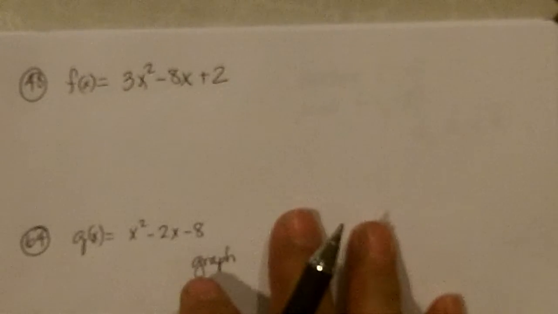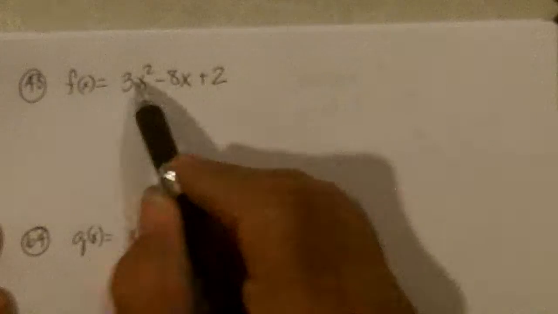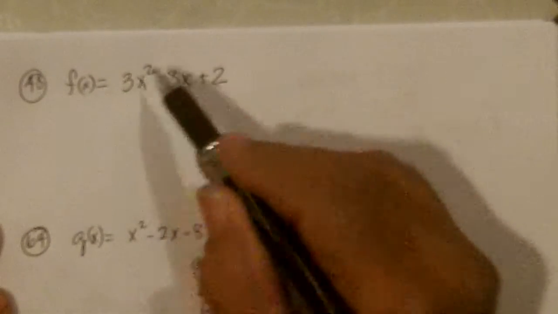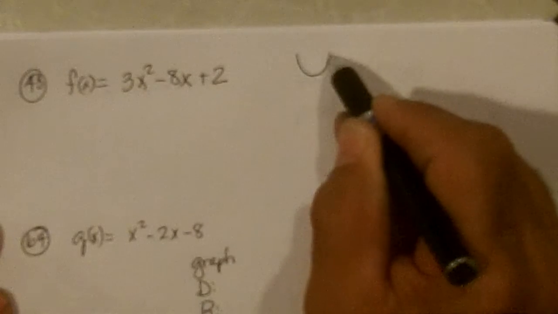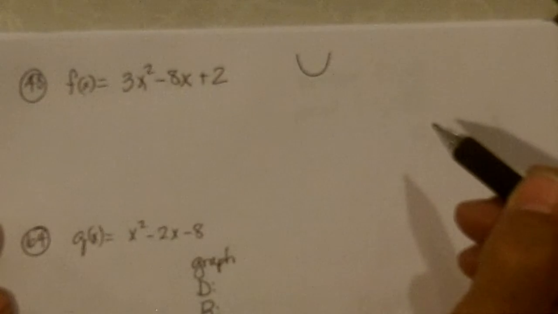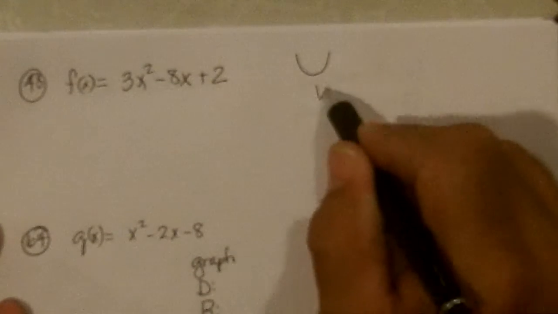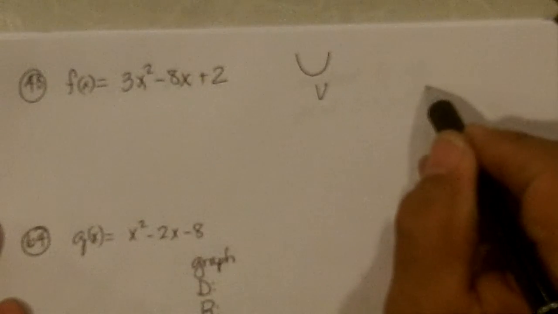They wanted you to do the same kind of stuff for 38. So, first of all, this one is, since it's a plus 3 in front of the x squared, right side up. And it says, what's the vertex and the axis of symmetry?